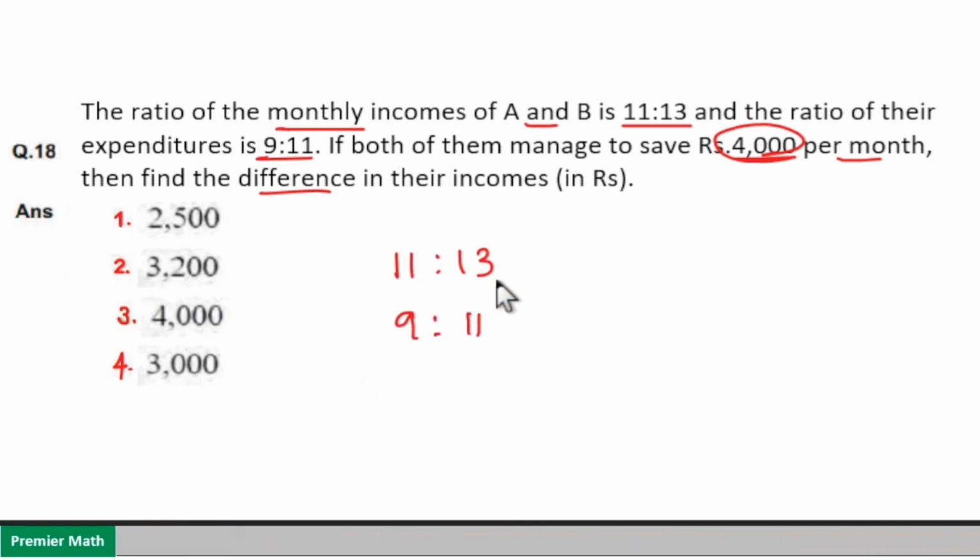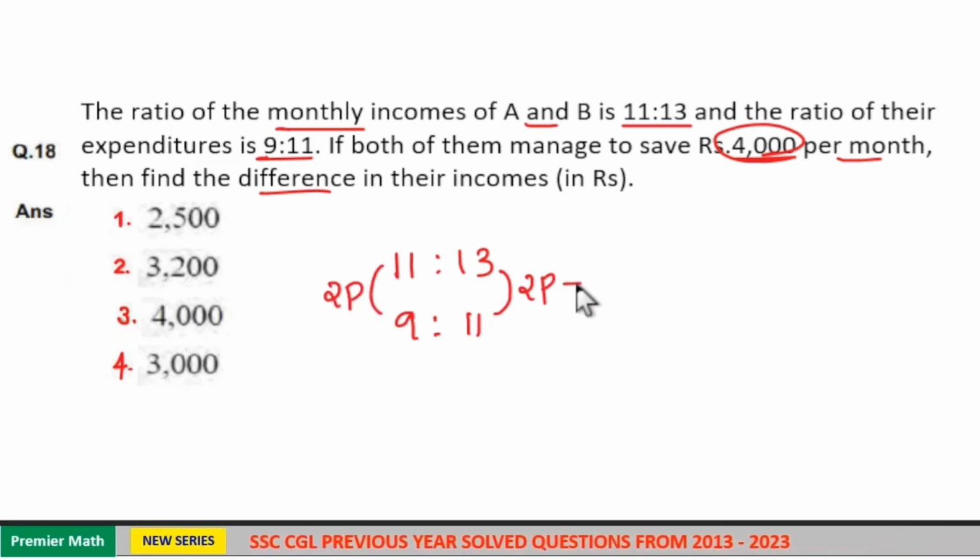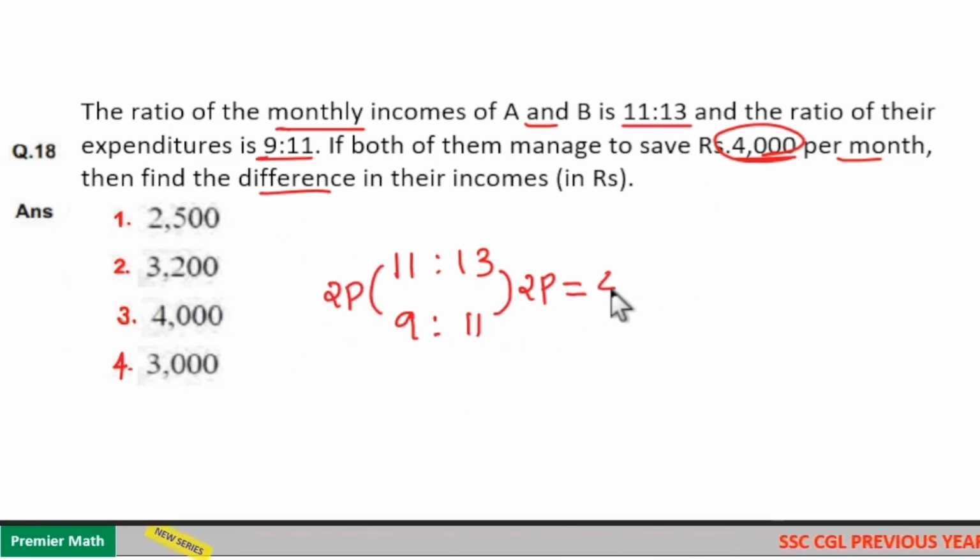Now you can see here the difference between income and expenditure is equal to 2 part. 13 minus 11 is 2 part. 11 minus 9 is also 2 part. And this 2 part is given in the question as 4,000 rupees. And here we need the difference between their income.